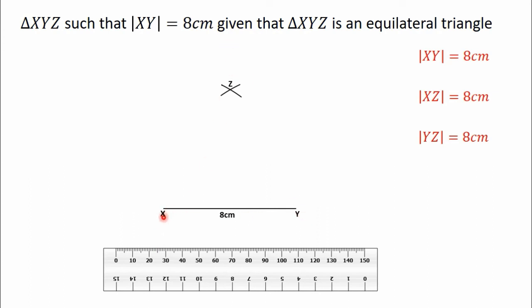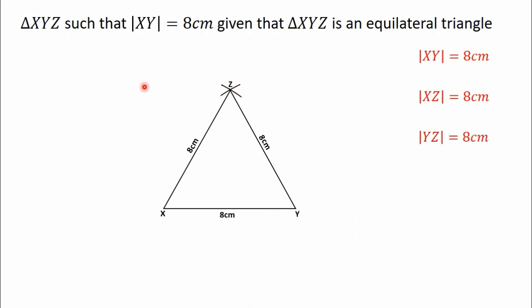To get the side XZ, we are going to join point X to point Z. And to get the side YZ, we are going to draw a straight line to join point Y to point Z. The length of the side XZ is 8 centimeters, and the length of the side YZ is also 8 centimeters. So we have been able to construct the equilateral triangle XYZ, given that the side XY is 8 centimeters.